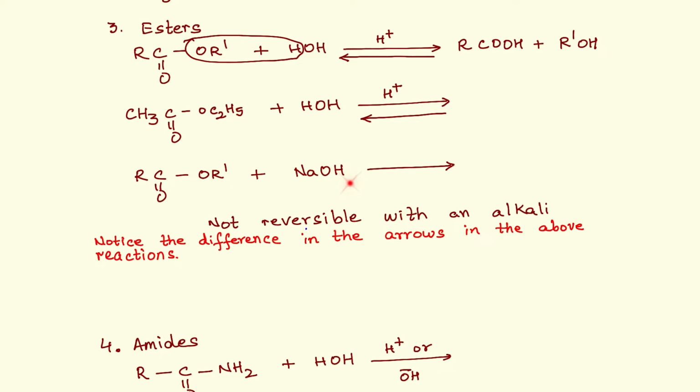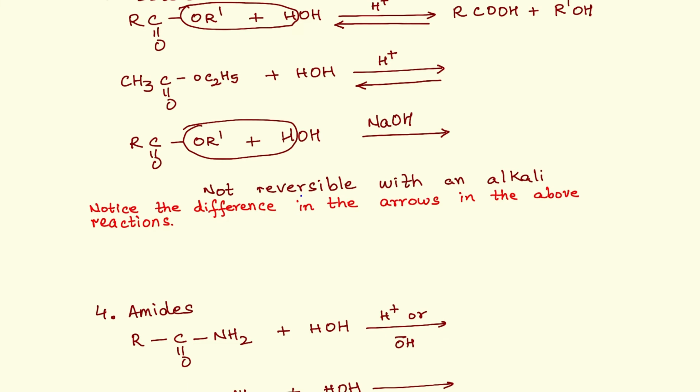RCOOR dash plus NaOH. Yes, hydrolysis will take place here as well. So, RCOOH plus R dash OH if I am talking about hydrolysis. But because we have a base over here and here we have a carboxylic acid, further on in the properties of carboxylic acids, we will study that this is acidic in nature. So, what will happen? The hydrogen is replaced by the positive part coming from the base.